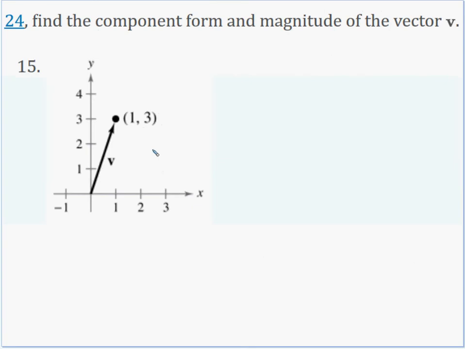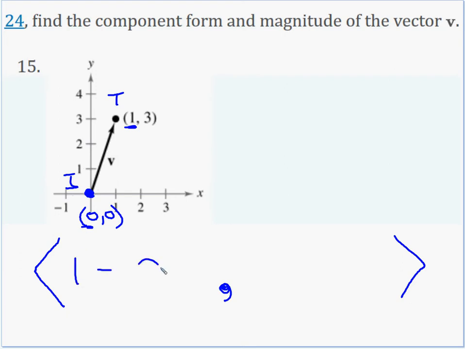Number 15, find the component form and magnitude of vector v. Well, they didn't label it here, but our initial point is the origin, 0, 0. So our component form, remember that's sort of like an ordered pair, we're going to go from terminal point minus initial point. So this will be 1 minus 0, comma, 3 minus 0. That's a nice easy one. So 1 minus 0 is 1. 3 minus 0 is 3. So there's our component form.